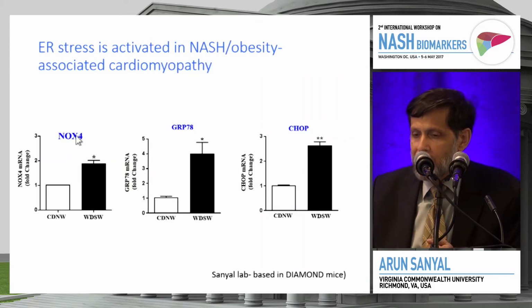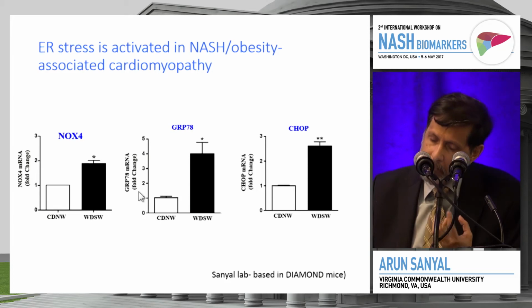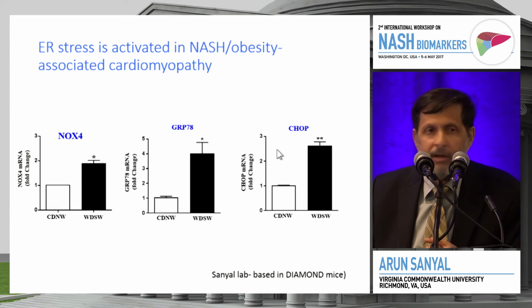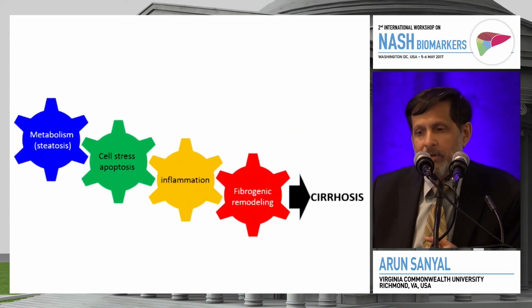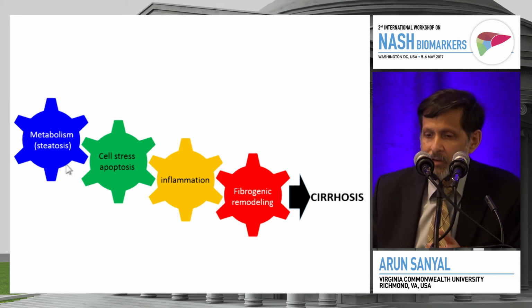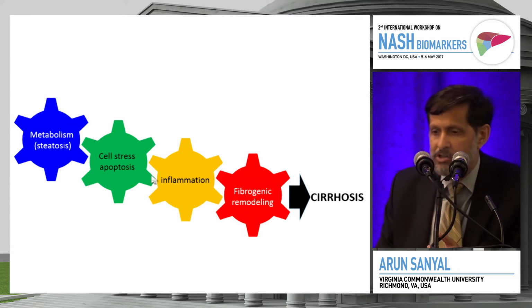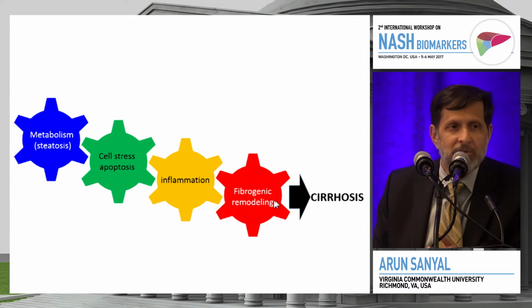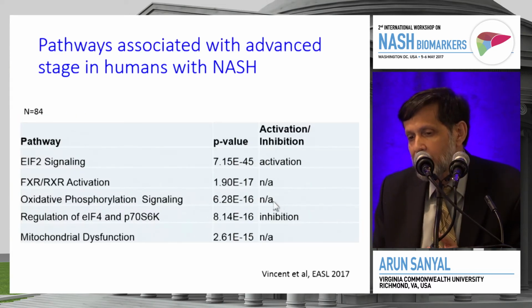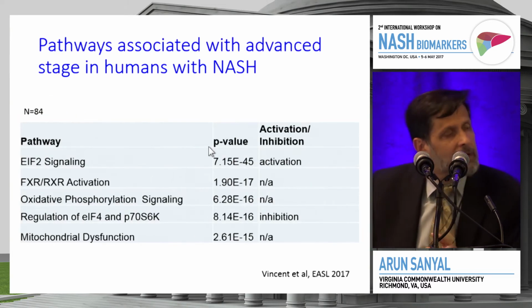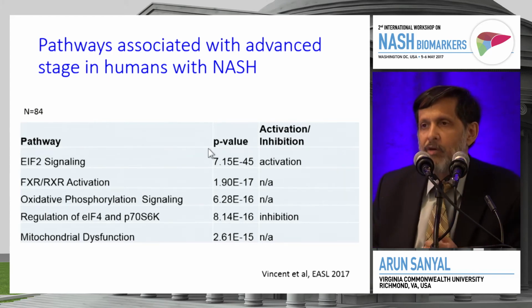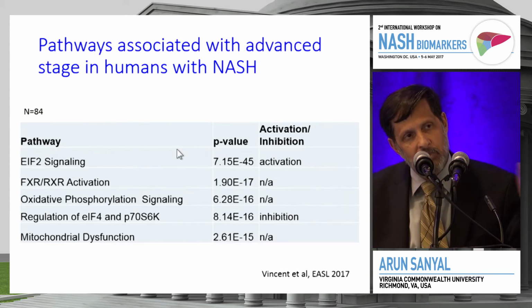And indeed, if you look at a molecular level, you have oxidative stress, you got markers of ER stress. Well, what a surprise. These are the same things that we see in NASH, because you see the changes in lipid metabolism, you see oxidative stress, you see ER stress, you see activation of inflammatory pathways, and then fibrosis eventually culminating in cirrhosis. And if you actually do a transcriptomic analysis in humans who have progressive disease, this is data that we just presented at EASL.